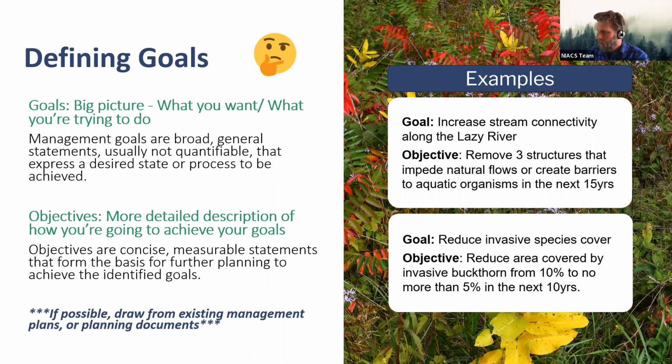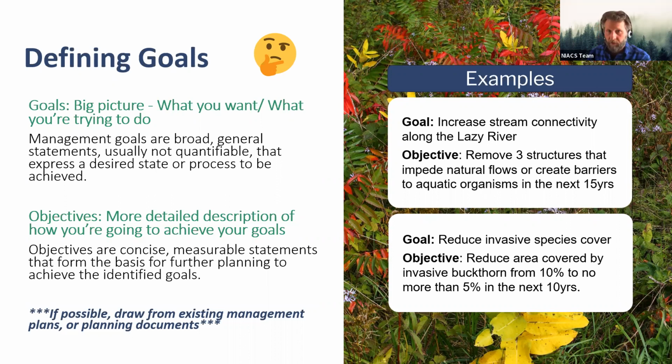And so if that's your goal, an objective could be, well, I want to remove 3 structures that impede natural flow or create barriers in the next 15 years, right? So that's time bound, it's measurable, it's specific. Again, reducing invasive species cover. This is something a lot of people are thinking about probably.